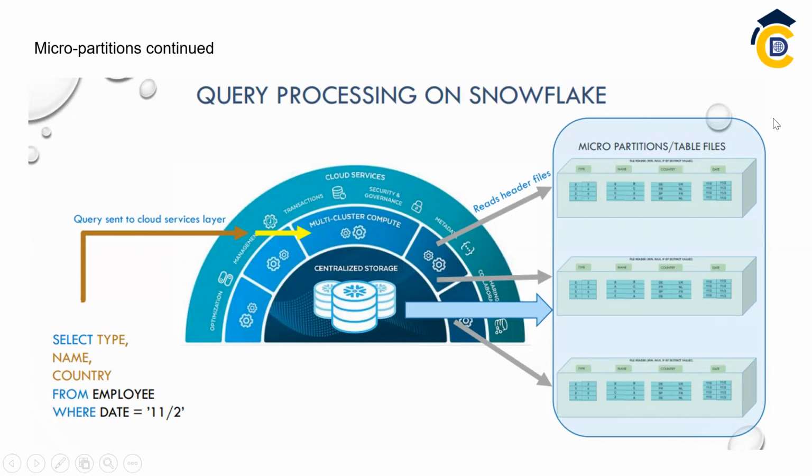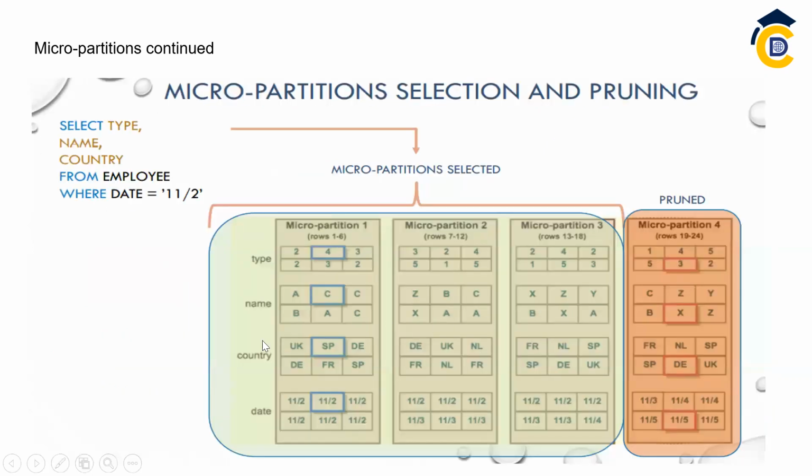Once it has decided, out of 4 partitions, in this case, I need to scan say 3 partitions only. Those are the selected partitions, and the pruned ones are cancelled out. That is possible by checking the metadata or the header of the micropartition. So in this case, it has come to know that micropartitions 1, 2, and 3 are where our 11 by 2 related data is. See here, the last partition doesn't have 11 by 2.